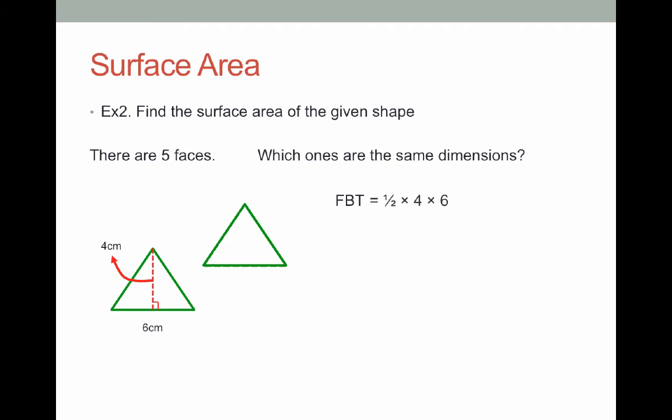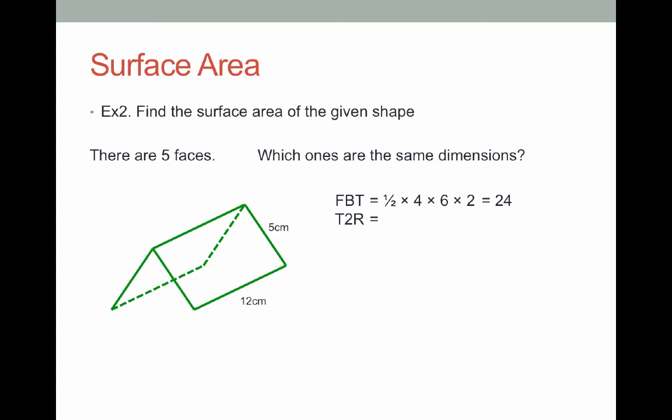The area of a triangle is half of 4 times 6, and then I need to times that by 2 in order to work out both areas of my triangles. Now this half and this times 2 will cancel each other out. So the 4 times 6 will give me 24, and that's the combined areas of the two triangular faces. Next up, I need to find the top 2 rectangles, so I'm going to call it T2R. Again, this is my own notation, you can use anything you like. The top 2 rectangles have dimensions of 12 by 5. Because there are 2 of them, I'm going to times this answer by 2 and get an answer of 120 centimeter squares.